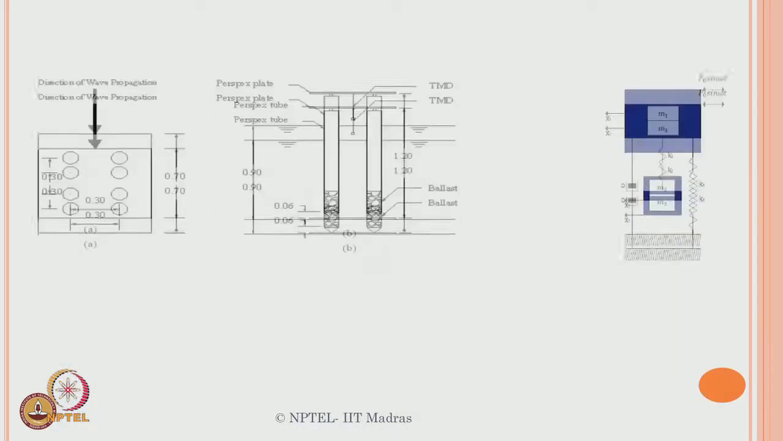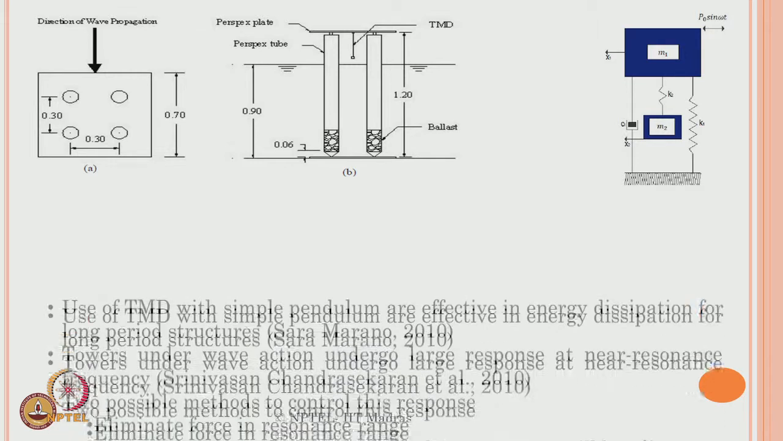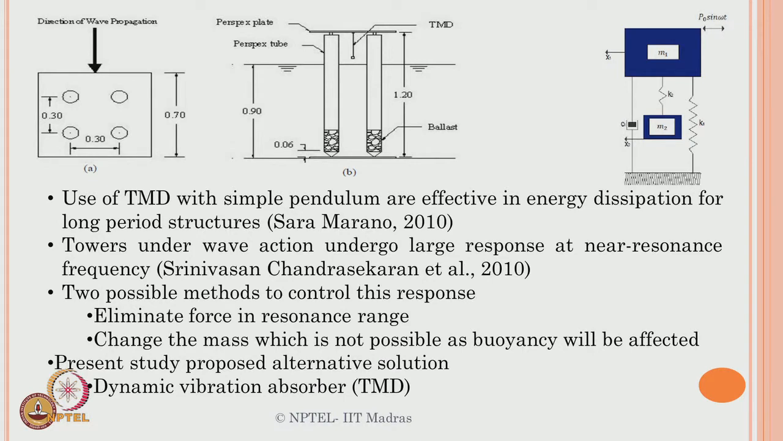So these are examples of the problem. This is actually the physical model which was done at IIT Madras. These are the dimensions of a scaled model, the system shown on the right hand side, and this has very good references of Sarmarano which I showed you in the last class also. We have also published one paper on the same idea in 2010, which I am referring to for my results. So the present study proposed an alternate solution in terms of tuned mass dampers.